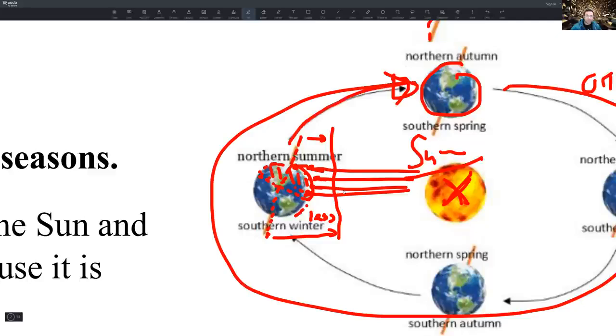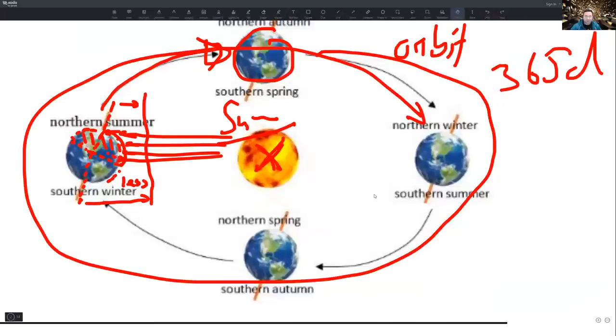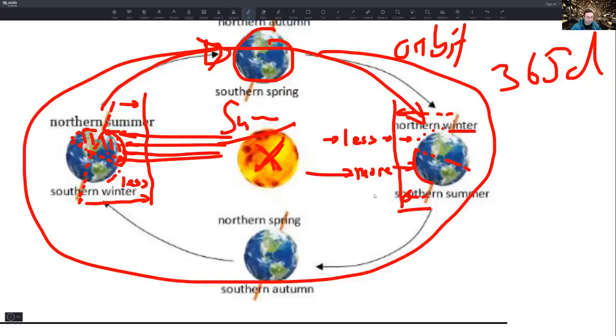But when the Earth orbits the sun and goes to the other side, what happens? Now the northern hemisphere is farther away from the sun than the southern hemisphere. So the south gets more sunlight, and now it's summer. And the north now gets less sunlight, so now it's winter. And of course the seasons in between, from summer to winter, we call autumn or fall. From winter to summer, it's called spring.